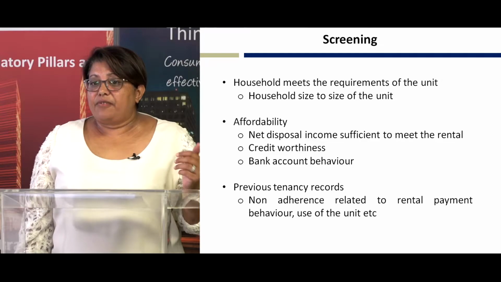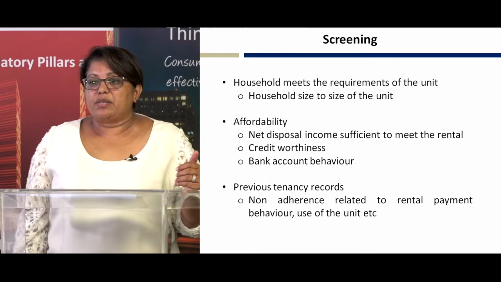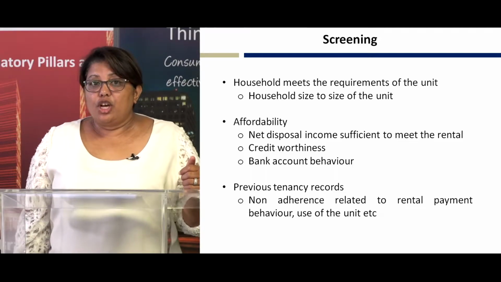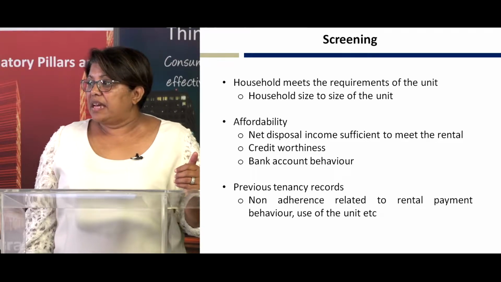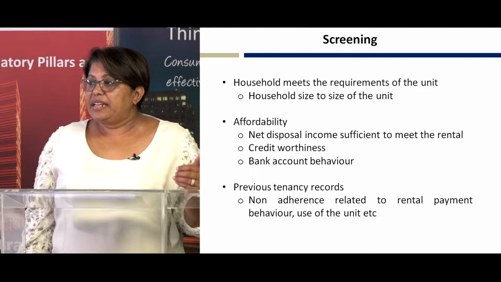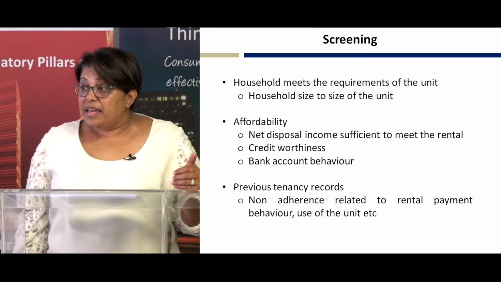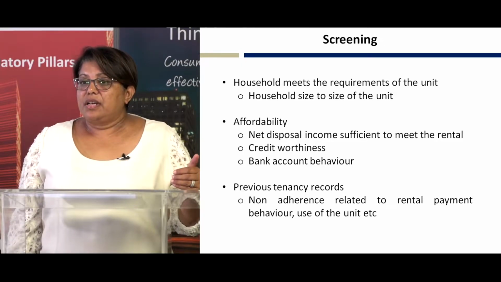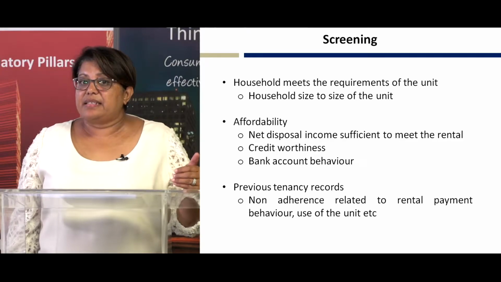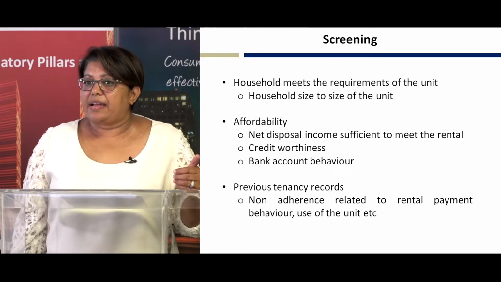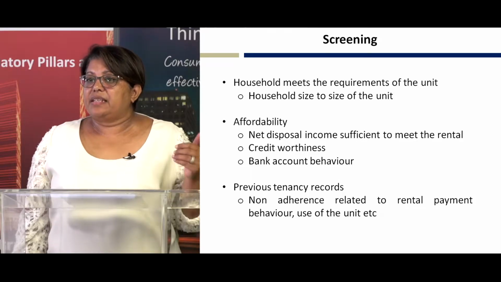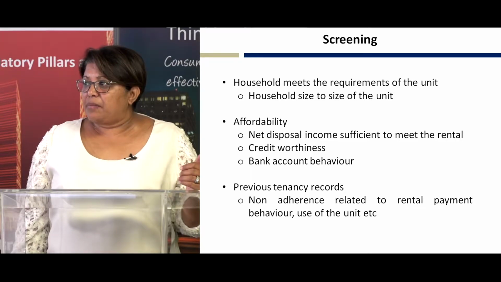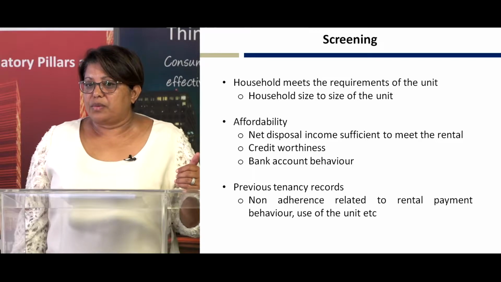So the second check is the affordability check, where you would check the net disposable income, if that is sufficient to meet the rental and other household expenses. You would do a creditworthiness check to see whether that person is not over-indebted, is not a late payer. And the third check that is advisable for you to do is to check the bank account. So what you find in cases where people's salaries get paid into the bank, and immediately after it gets paid in, it gets withdrawn, and then you have stop orders that are not paid. If you find that type of behavior, that is a client that you wouldn't want to do business with.